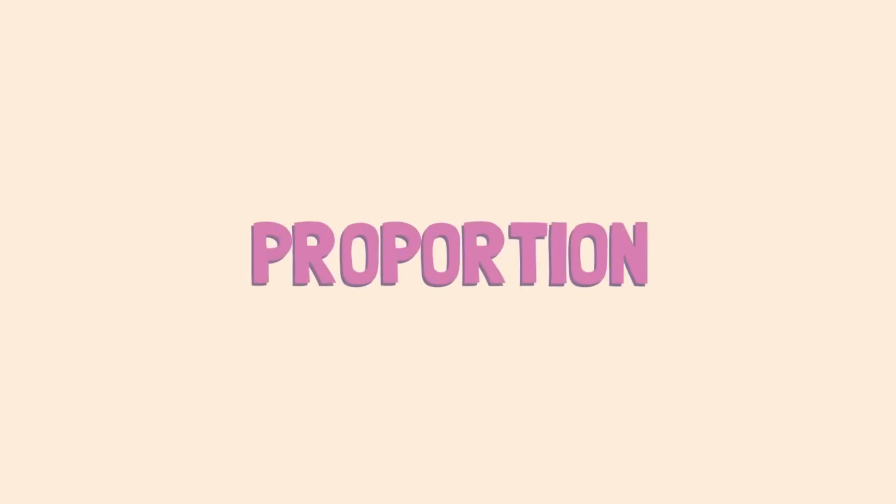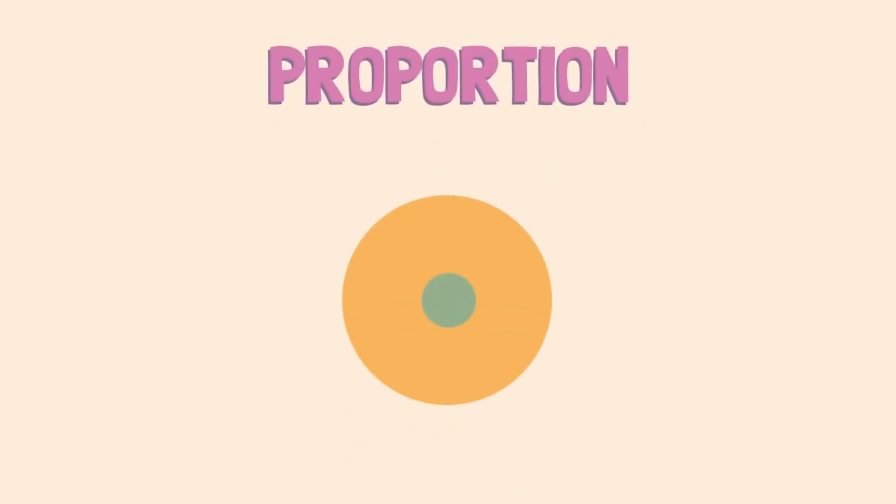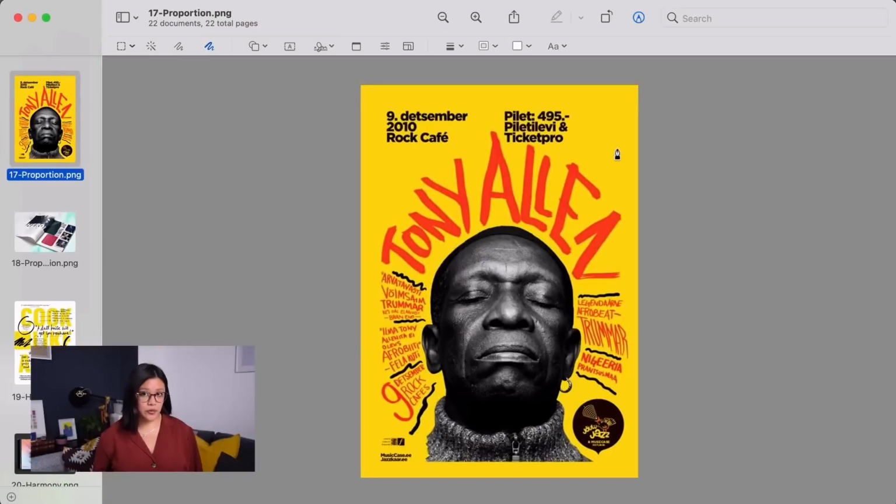The next principle of design is proportion. Proportion is the sense of unity created when all of the design elements in a composition relate well to each other, and that can add balance and harmony. For instance, on this specific poster, we have a good sense of proportion with the different typographical elements. At the very center, we have the name of the subject, and then we have the supporting elements on the sides.